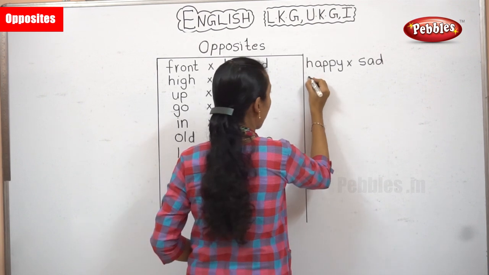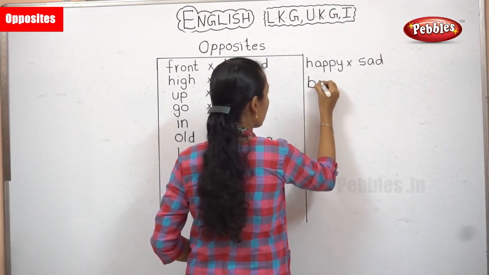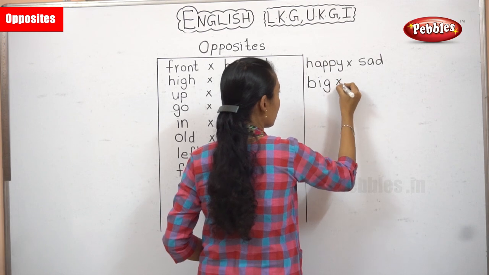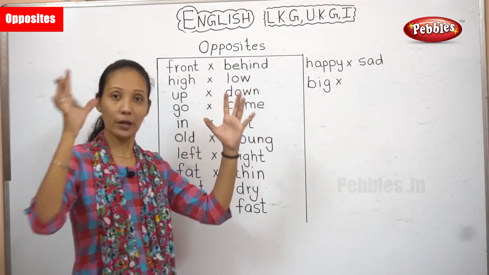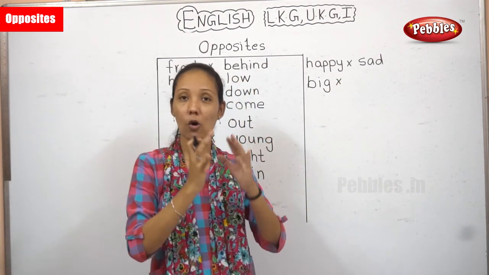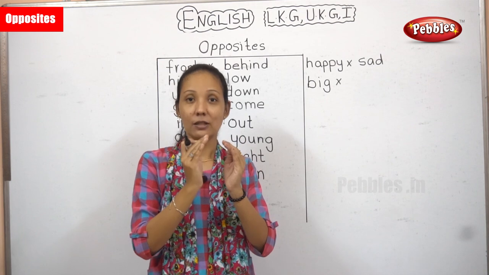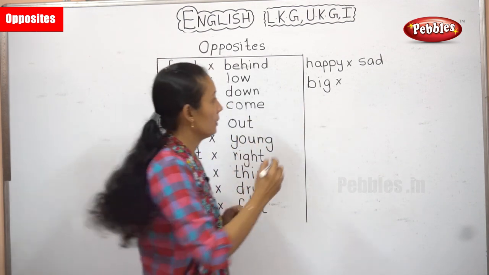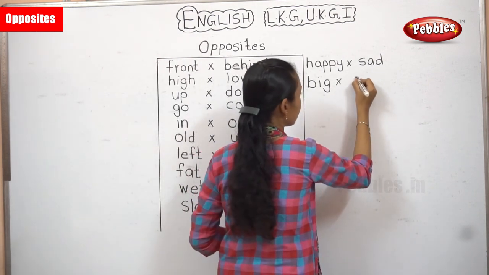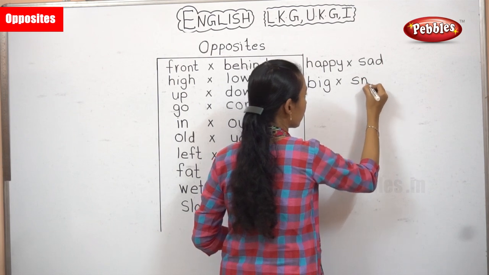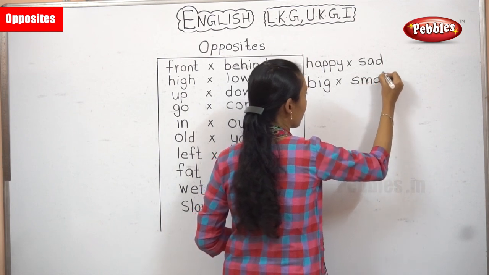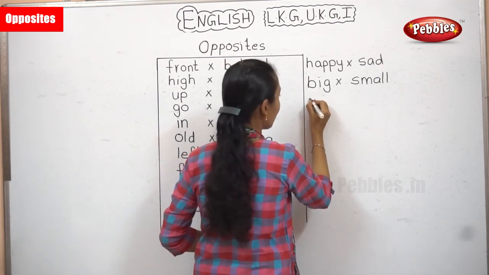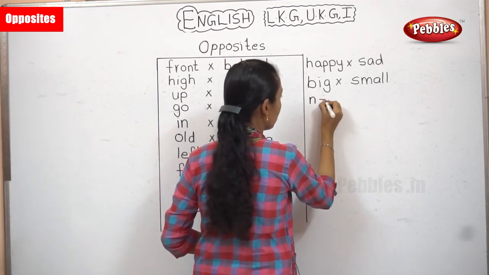Next one, big. What's the opposite of big? Okay, suppose I say I have a big ball. So what will be the opposite of it? Yes, it will be a small ball. So now big, small. Big is small.